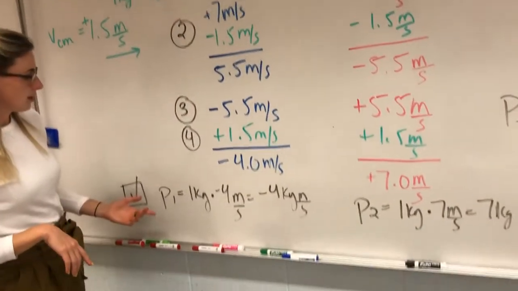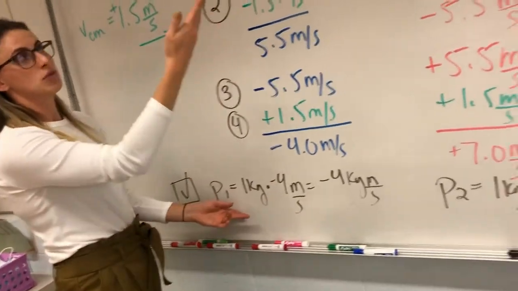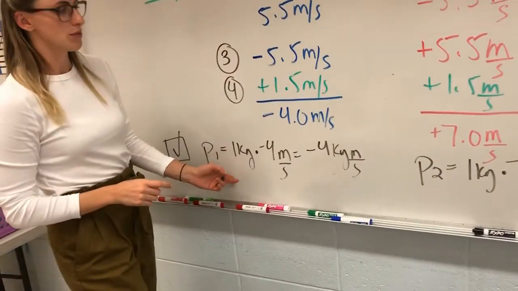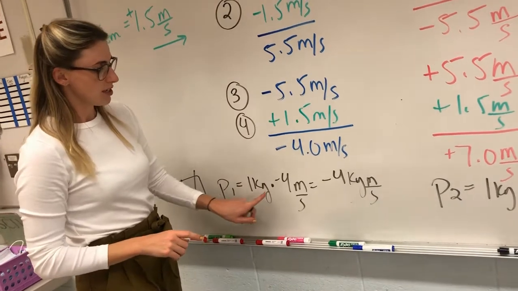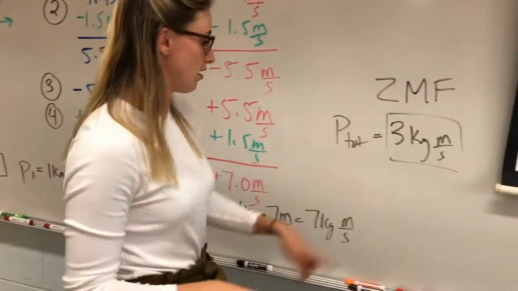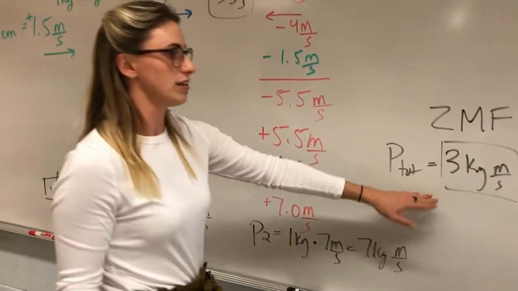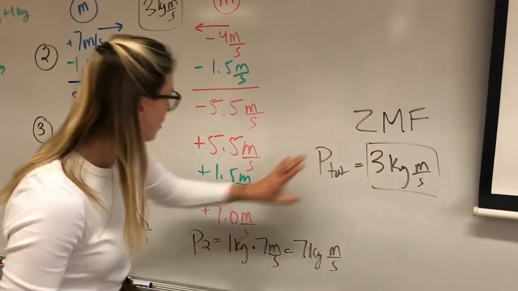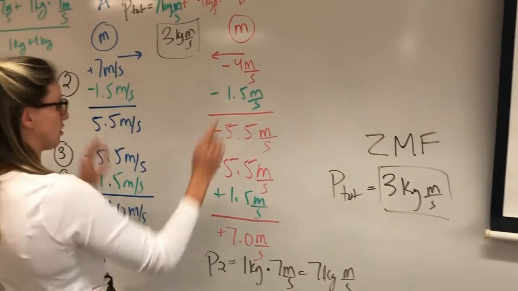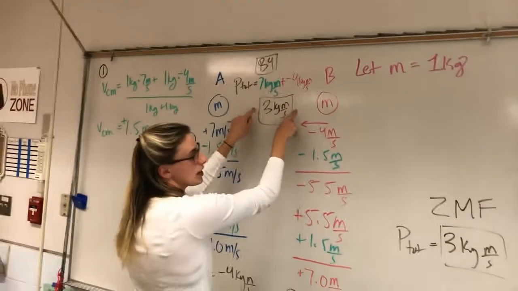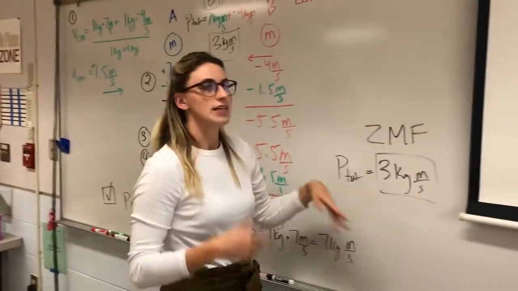The momentum afterwards should equal the momentum before. So when we put everything together, it should also equal 3 kilogram meters per second. So 1 times -4 is -4. 1 times 7 is 7. -4 plus 7 is 3 kilogram meters per second. And this is our check. We use our velocities with this, and it works out because that's what we had before. Before and after, it needs to be the same.